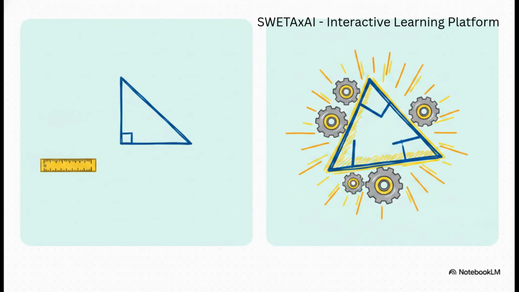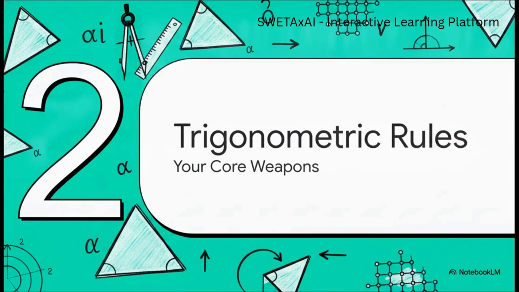You see, while basic triangles yield to those simple, familiar tools we all know, non-right-angled triangles are a whole different beast. They require some heavy-duty machinery, specifically the sine and cosine rules. We are officially stepping into territory that demands a completely new strategic approach. Which brings us perfectly to part 2, mastering the trigonometric rules.